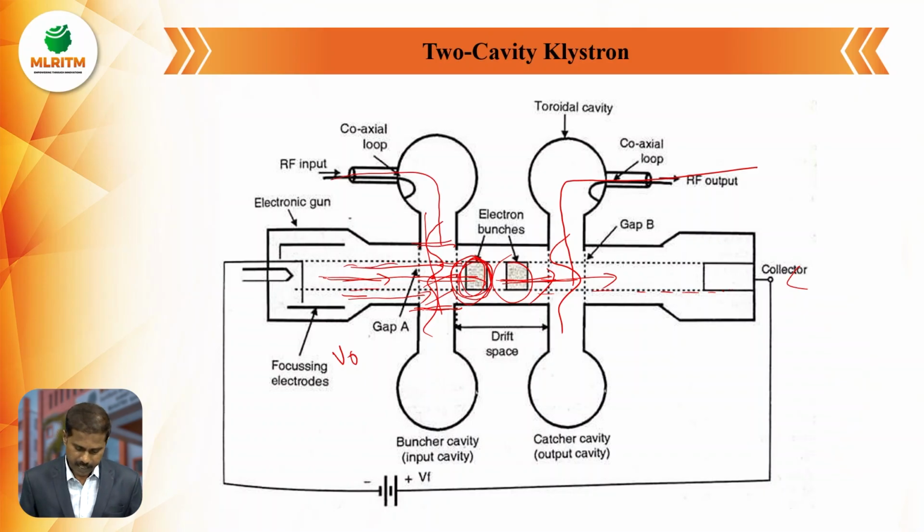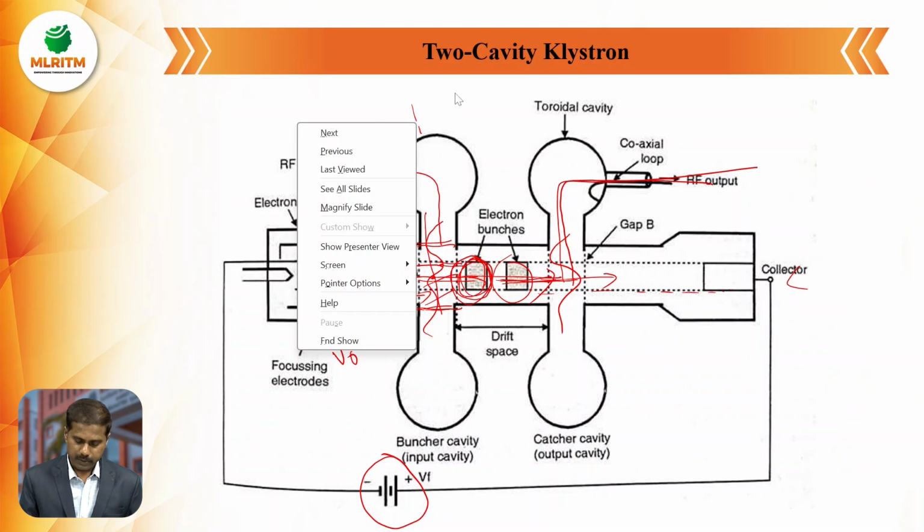When the potential barrier is given to the two cavity klystron, the electron gun continuously gives electrons towards the collector side. This alternating signal and these electrons combine together and generate bunches, and these bunches come out of the RF output at the catcher cavity. So here, in the first cavity, bunches are produced.